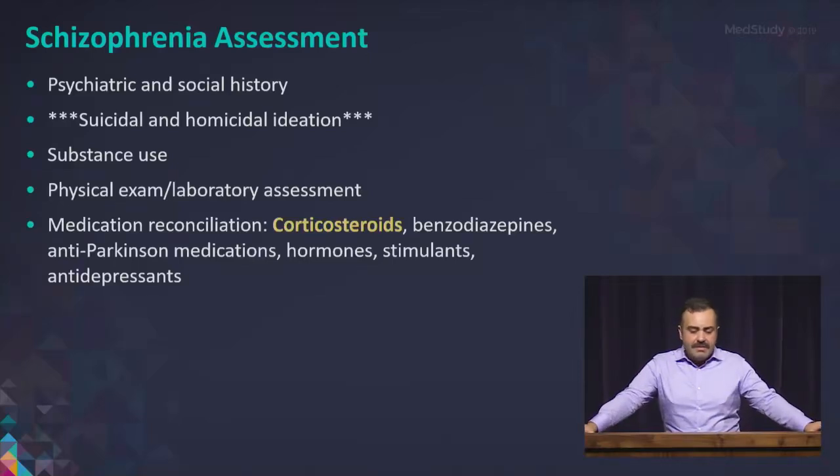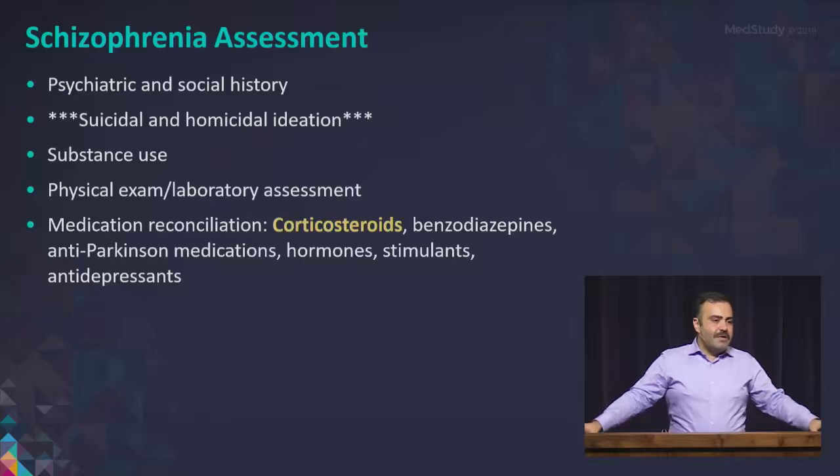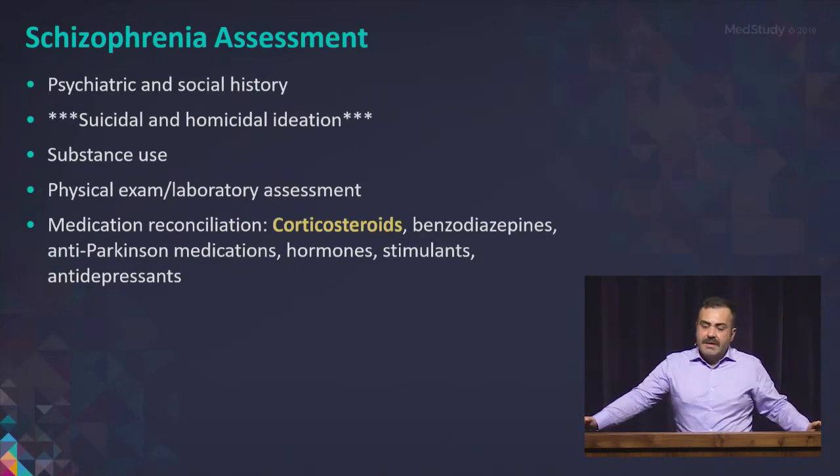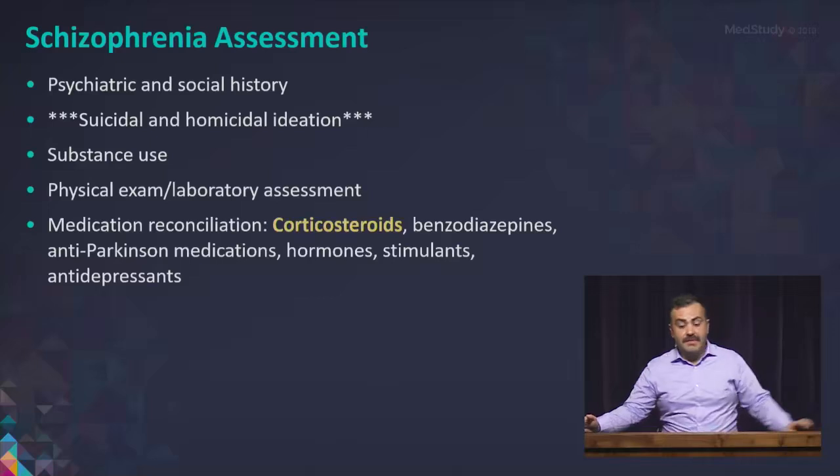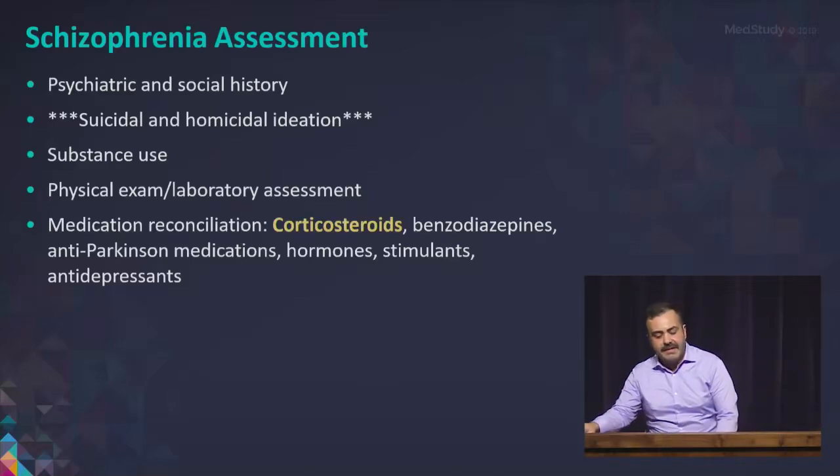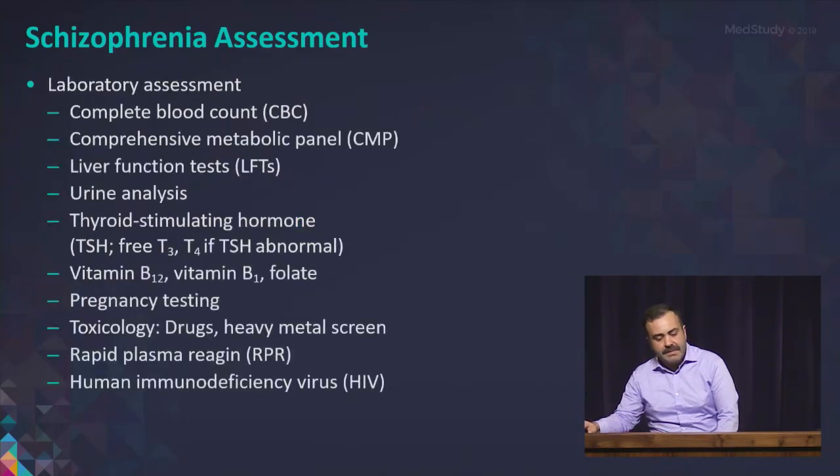When you are assessing a patient for schizophrenia, just like any other psychiatric condition, think of social history, psychiatric history, suicidal thoughts, substance use, do your lab workup, do your physical exam. When you're thinking medications, also think corticosteroids. They actually can cause a psychotic episode in patients who have no psychiatric history. Same lab workup.